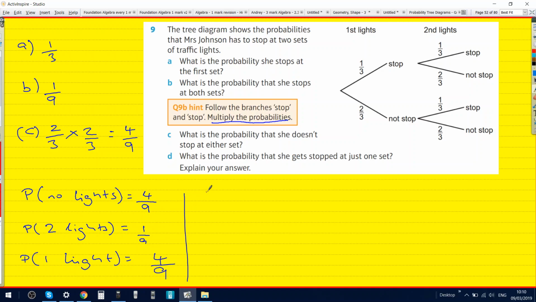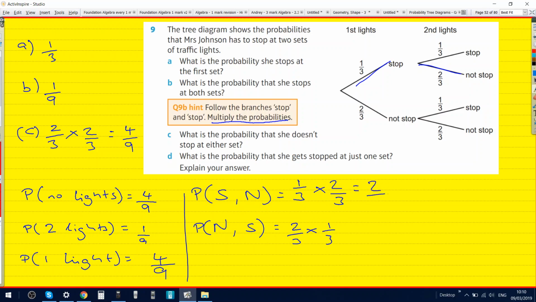So the way you could do this one is you could do the probability that they stop and then not stop. So that's 1/3 times 2/3. But then you have the other possibility. They could not stop at the first one and then stop at the second. That's still 1 light, 1 light. So that's 2/3 times 1/3. So it's the same thing. And so you're just gonna double it. 2/9, 2/9, and you add the two together and you get 4/9. Or you could just double it.